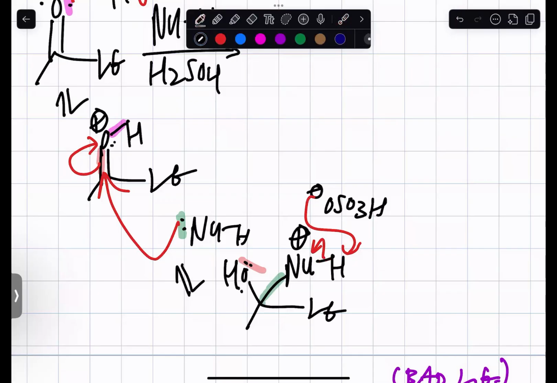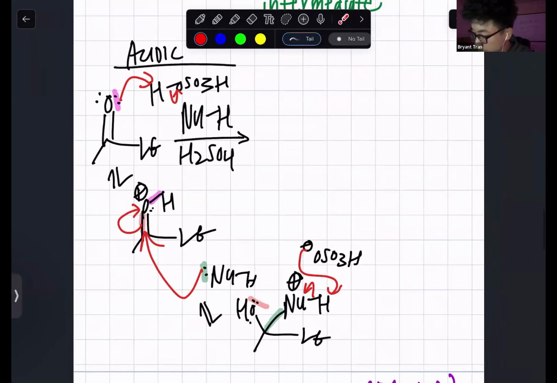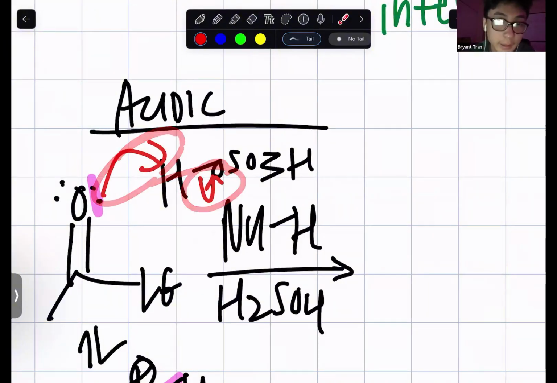Right. Could you explain that one more time? Yeah, of course. So, does the very first step of the mechanism make sense on how we got these two arrows here?